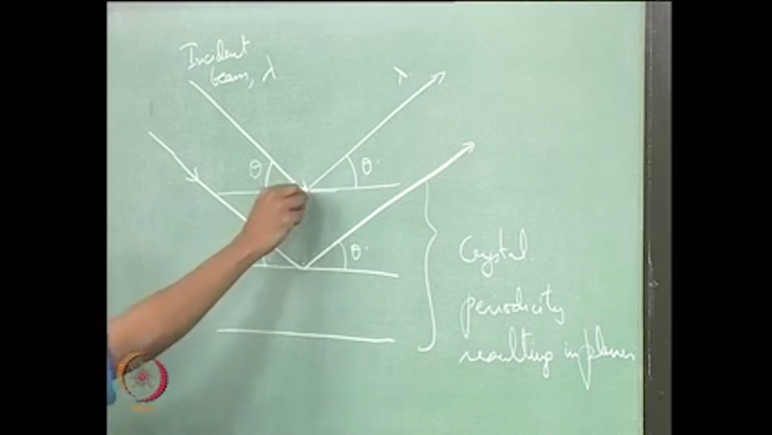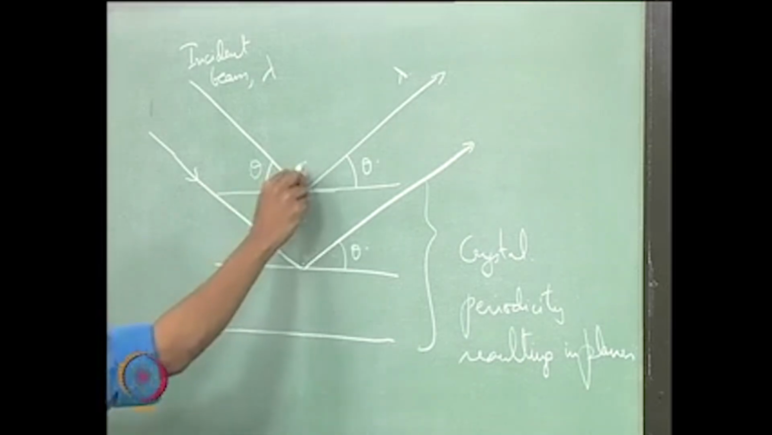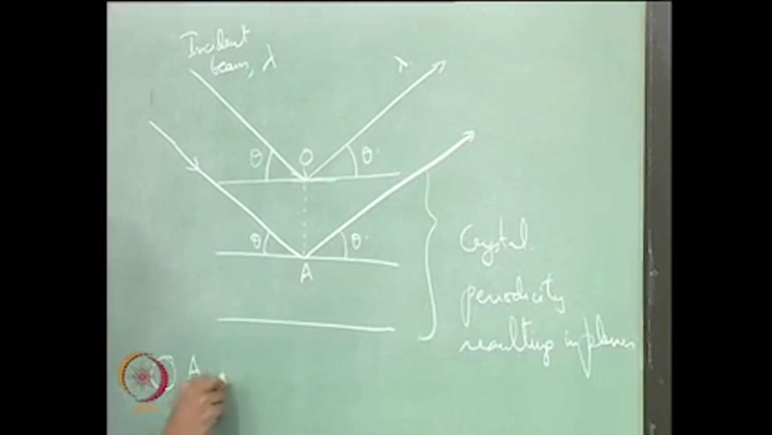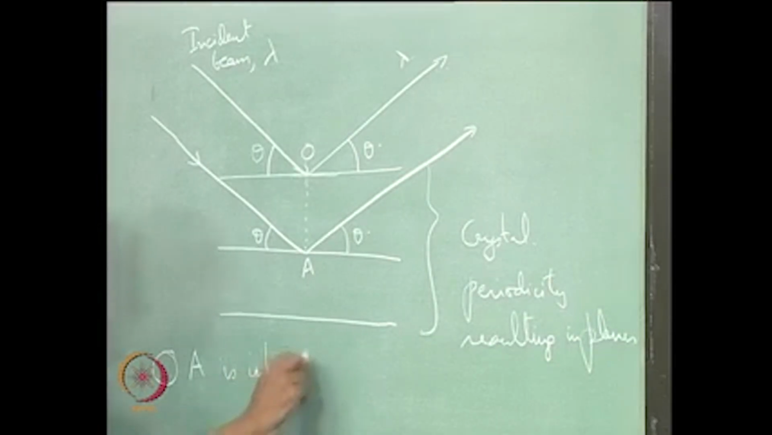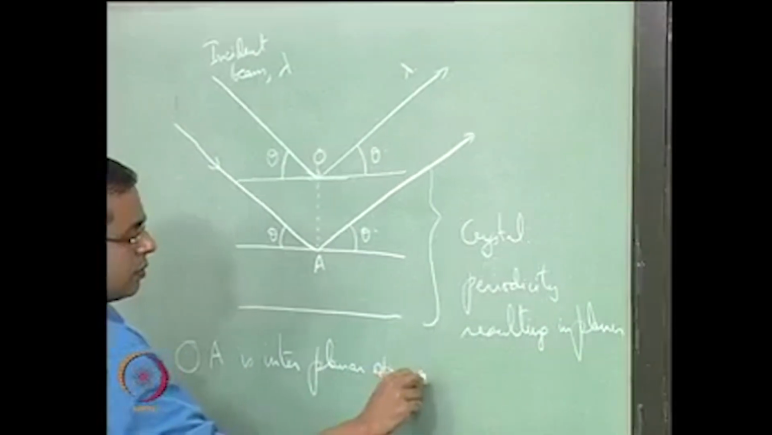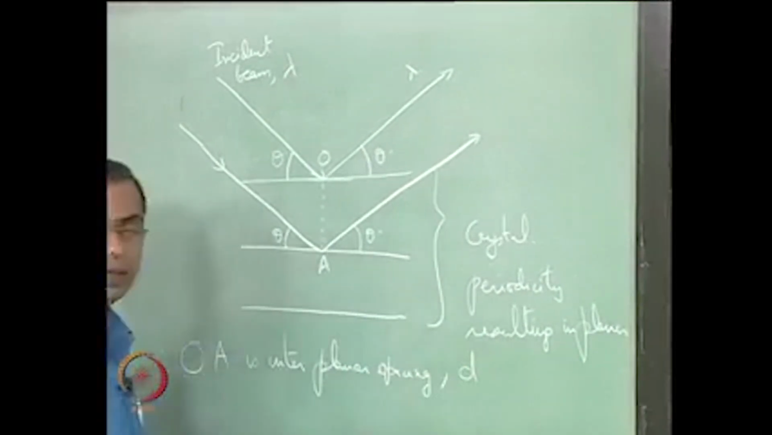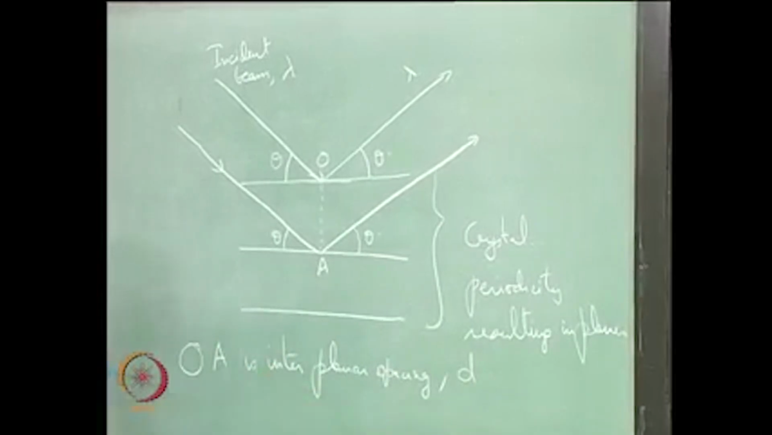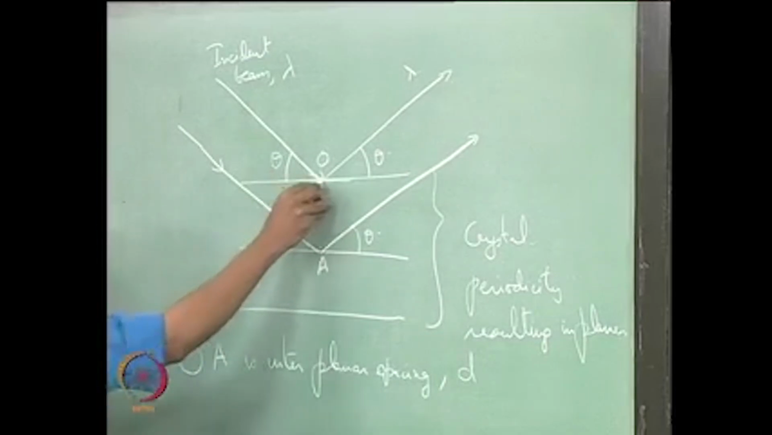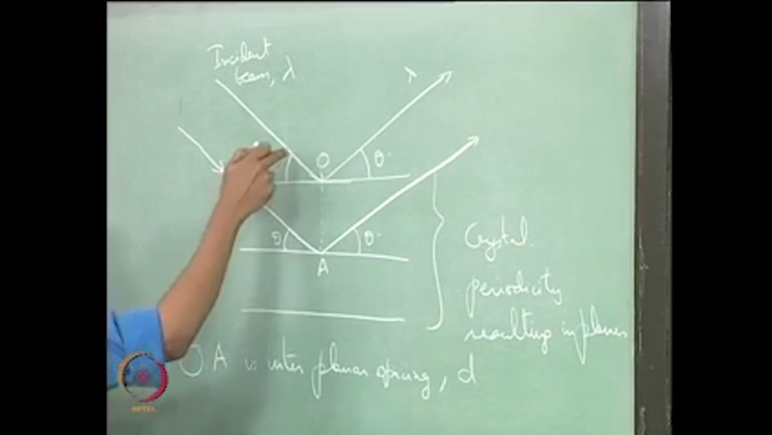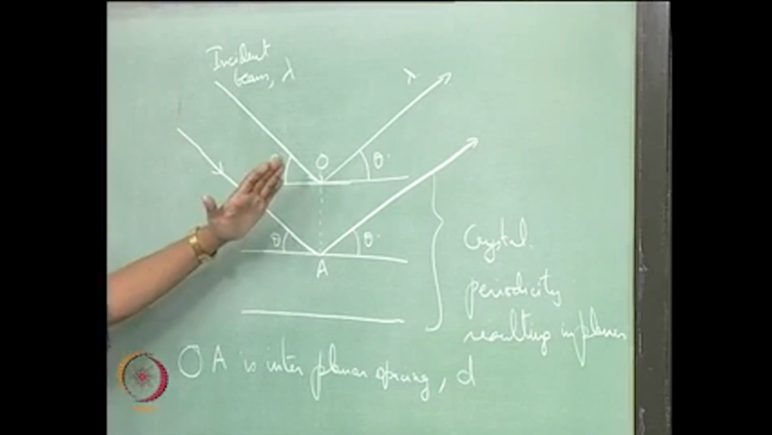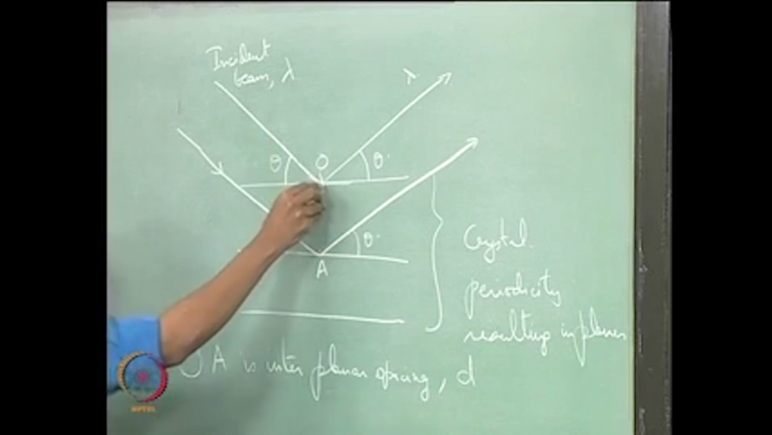Now the spacing between this point and this point, we will say this is O, this is A. So OA is the interplanar spacing, which we standardly designate as D. D is the interplanar spacing, the distance between these planes. We would like to first find out the path difference between this wave and this wave, since they are coming in such that both waves are in phase. So we will look at the path difference here.